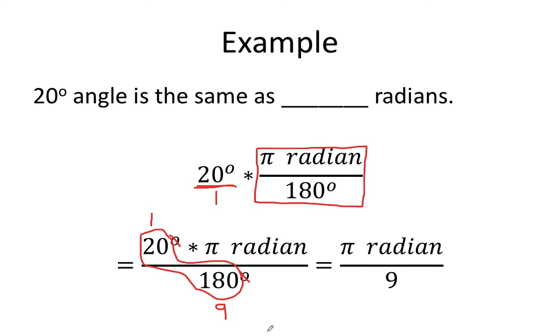I can divide the top and the bottom by 20. 20 divided by 20 is 1. 180 divided by 20 is 9. So at the end, you have 1 times pi radian, which is just pi radian, and then on the bottom you have 9. So 20 degrees is the same as pi over 9 radians.